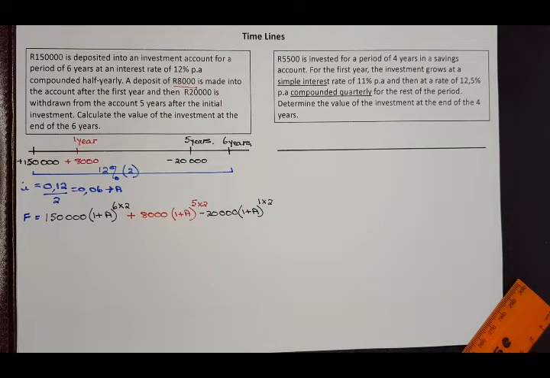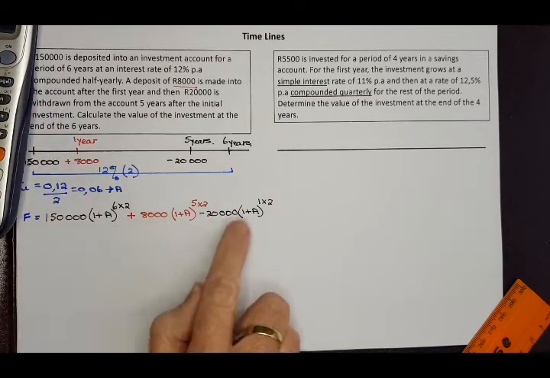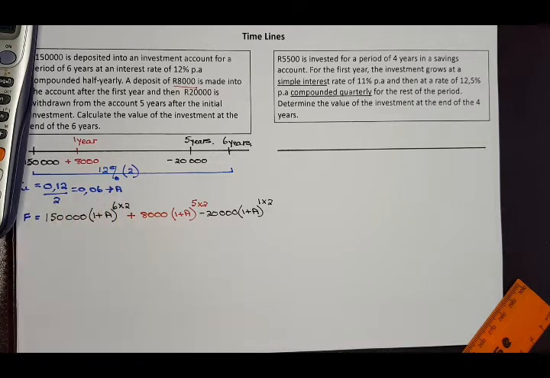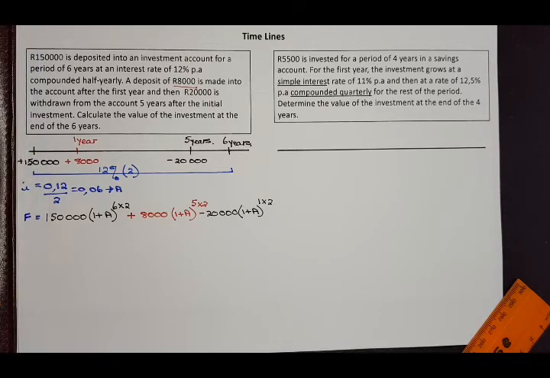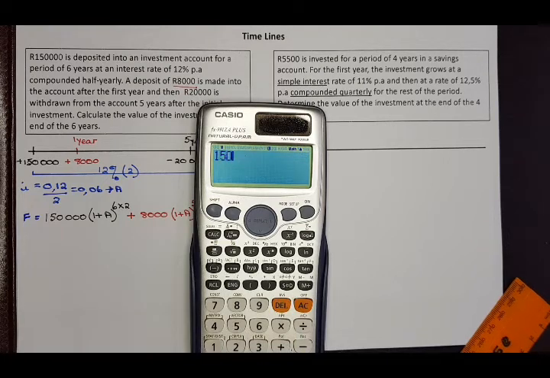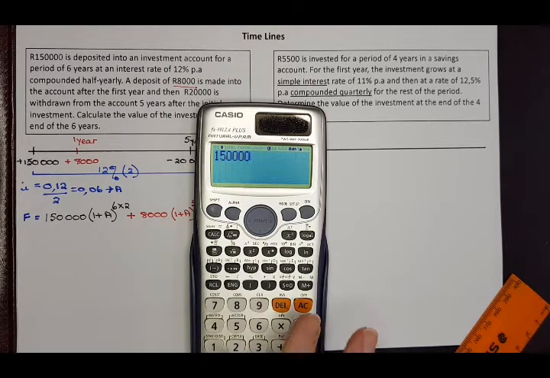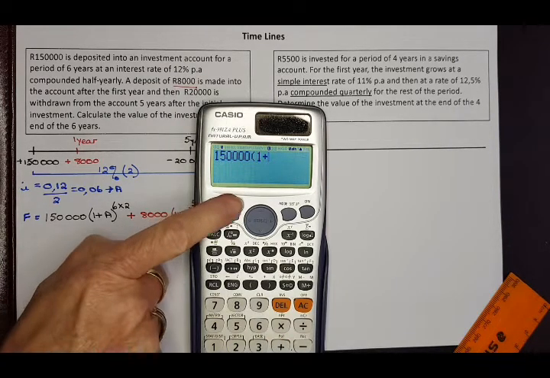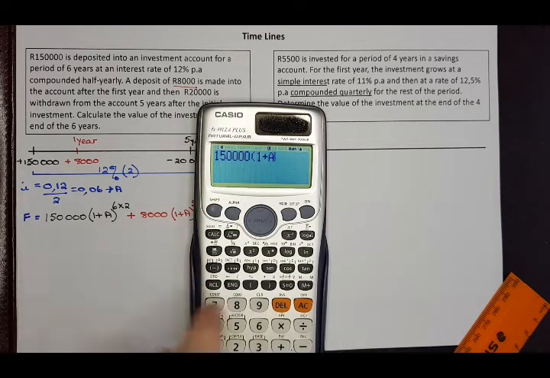And now all we're going to do is type that into our calculators. You can see I'm using the A value several times, so it's much easier to just take the number out of my memory. Right, so my future value becomes 150,000, open bracket, 1 plus, now I need to get that number out of memory A. I go alpha A, close my bracket, raise it to the power of 6 times 2.